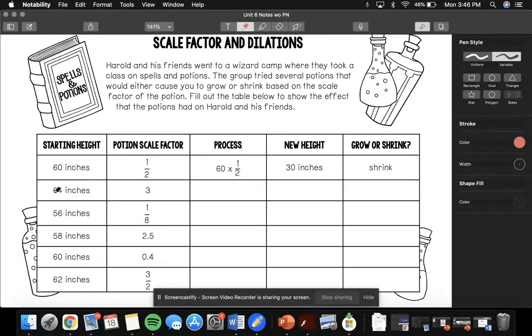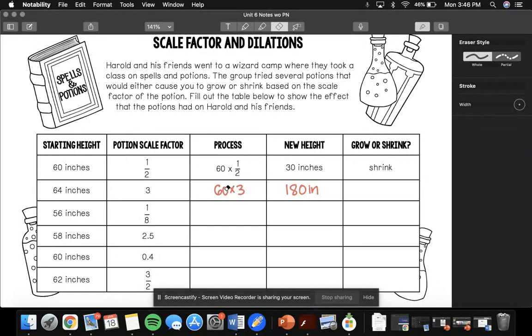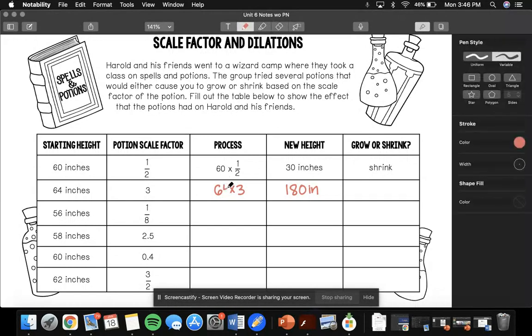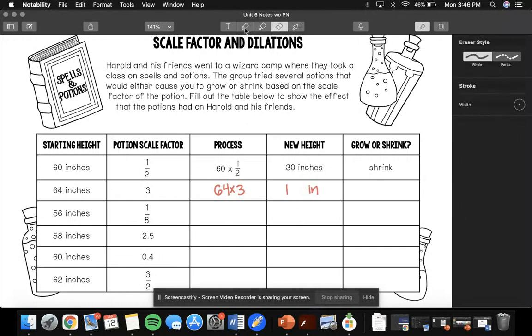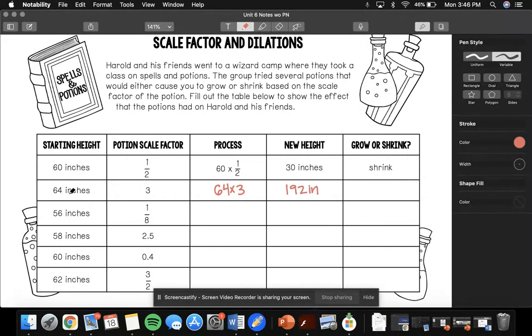So this person is 64 inches, and they took a potion that would do a scale factor of 3. So we're going to do 64 times 3, which is 192 inches. Compare that to the original person, and this person grew.